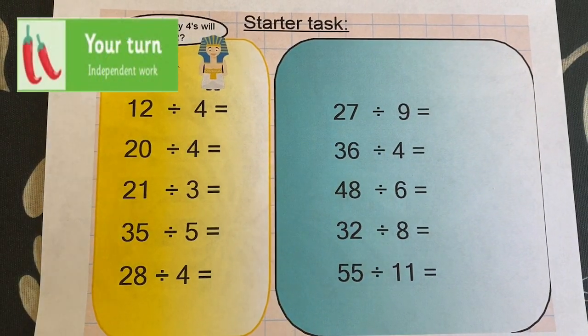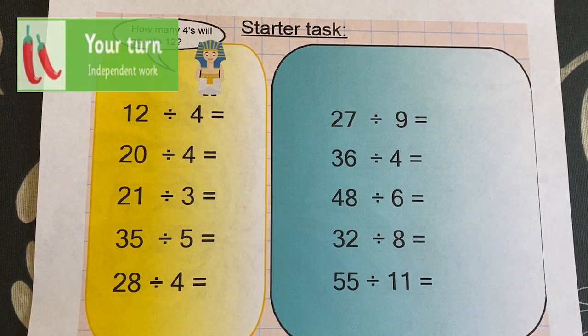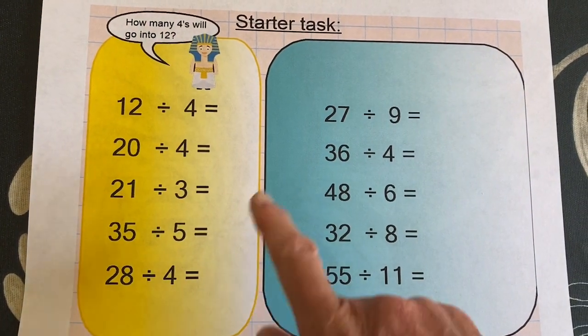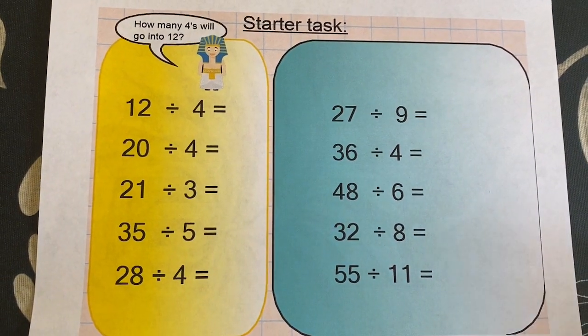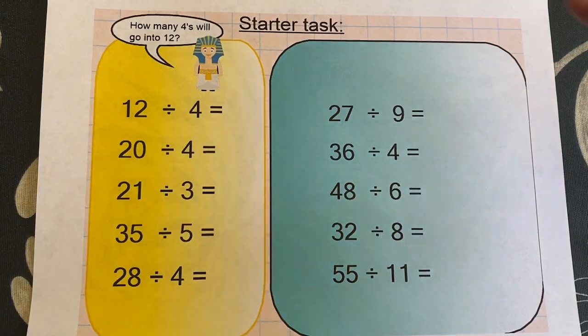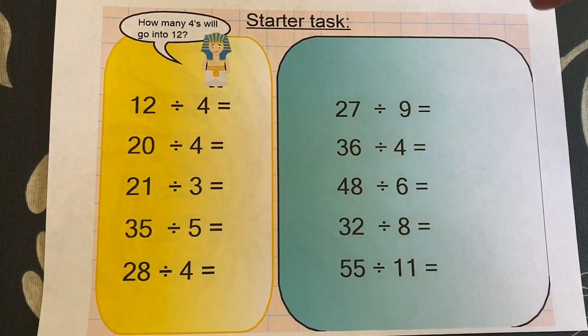Okay, Year 4, hopefully you've got all your things ready now and we'll have a little look at our starter task. Just like we would do in school, you can choose your yellow section or your blue section, or both if you're feeling up for a challenge. You can see here our little ancient Egyptian character is saying how many 4s will go into 12.